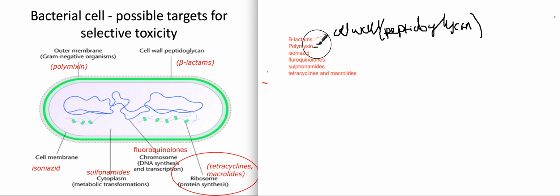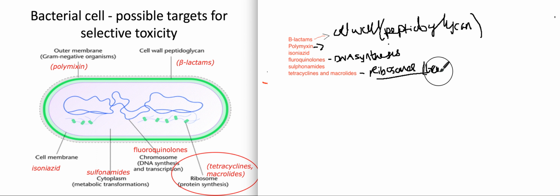Polymyxins target the outer membrane. Isoniazid targets the cell membrane, so the inner membrane, so this bit here. Fluoroquinolones target DNA and DNA synthesis. Sulfonamides target the cytoplasm, and tetracyclines target ribosome synthesis. So ribosomes are involved in making proteins. They're also involved in transcription, so it indirectly affects transcription as well.